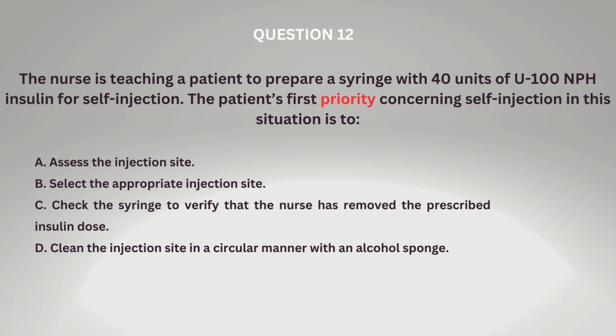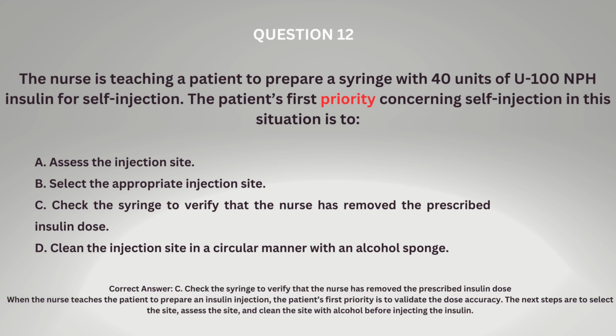The nurse is teaching a patient to prepare a syringe with 40 units of U100 NPH insulin for self-injection. The patient's first priority concerning self-injection in this situation is to A. Assess the injection site. B. Select the appropriate injection site. C. Check the syringe to verify that the nurse has removed the prescribed insulin dose. D. Clean the injection site in a circular manner with an alcohol sponge. The correct answer is C.